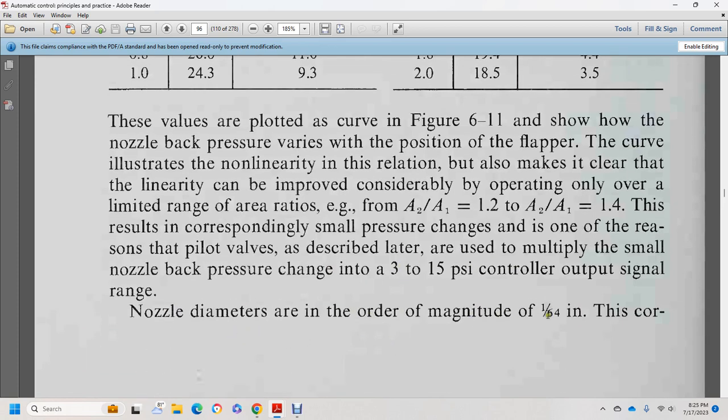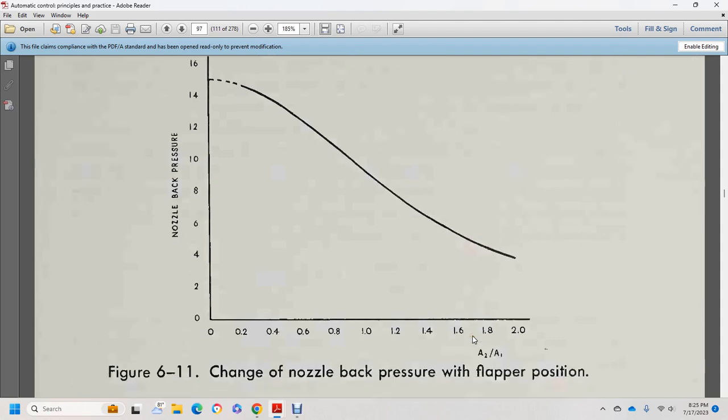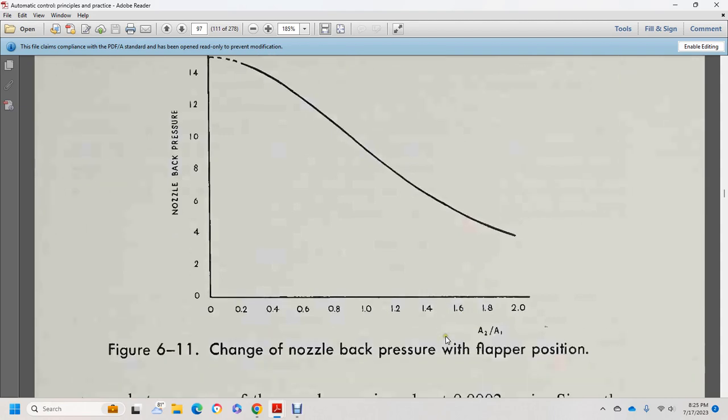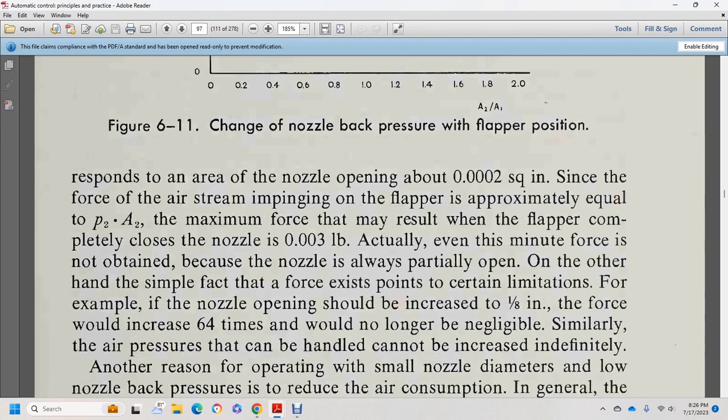With the nozzle diameter in the order of magnitude of 1/64 of an inch, the nozzle back pressure shows a change of 0 to 16 over 2/10 for the bottom degrees of change of A2 over A1. It responds to the air pressure at a nozzle opening of 2/10,000ths of a square inch. The force of the stream impinging on the flapper is approximately equal to P2 times A2. Maximum force may result when the flapper completely closes the nozzle, over 3,000 of a pound. Actually, even the minimum force is obtained when the nozzle is partially open and only over the handle.